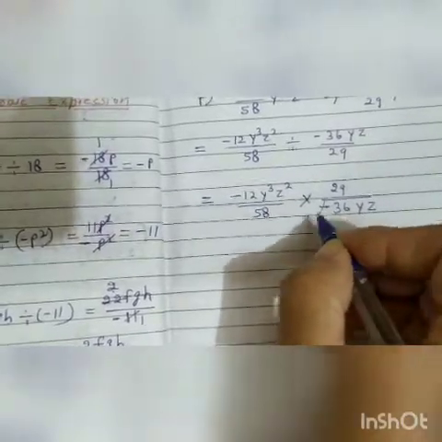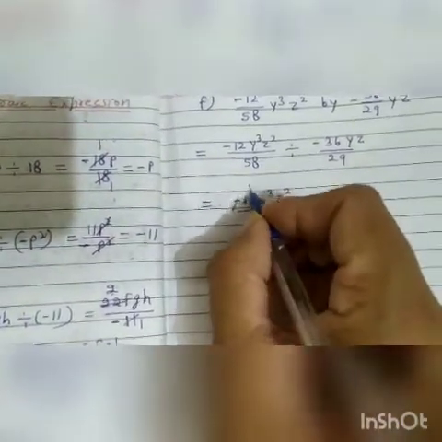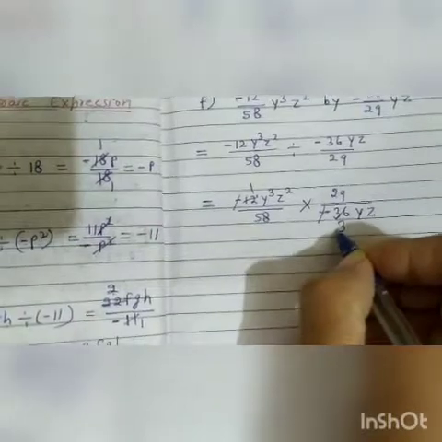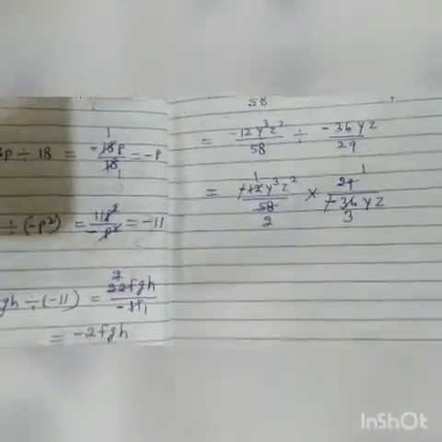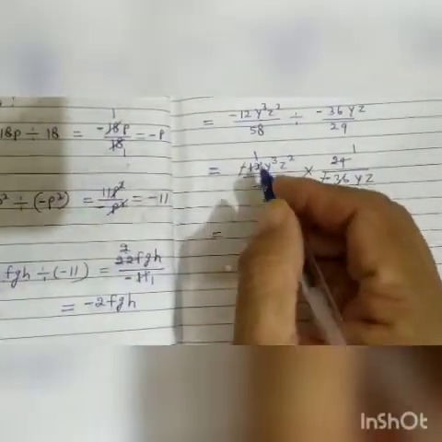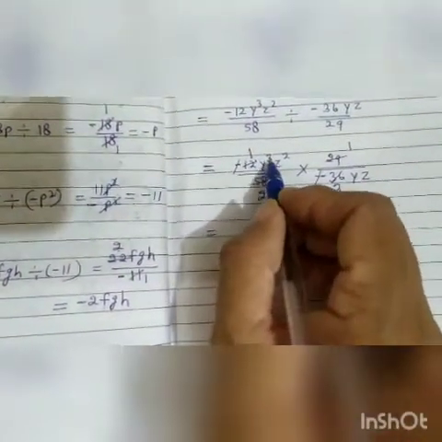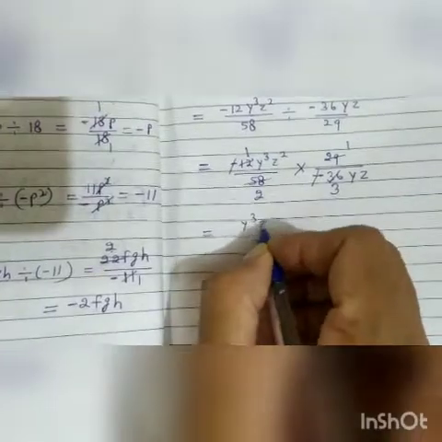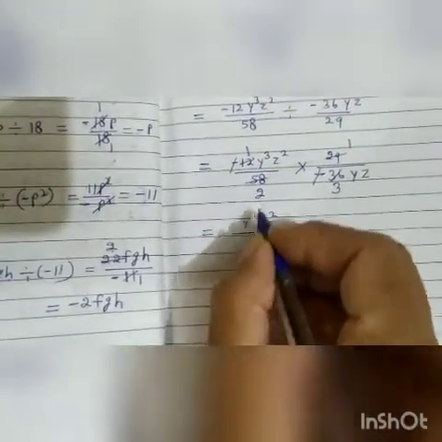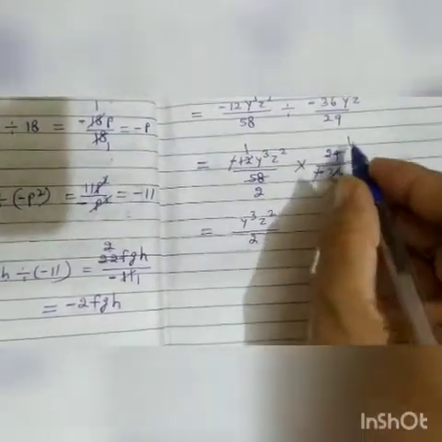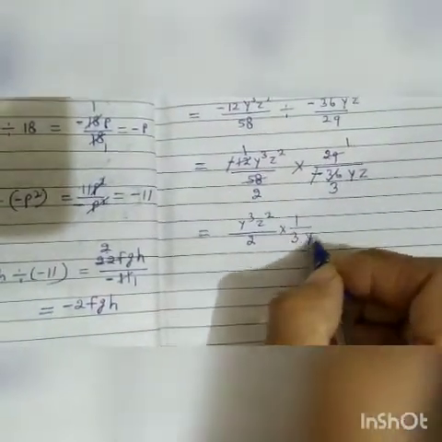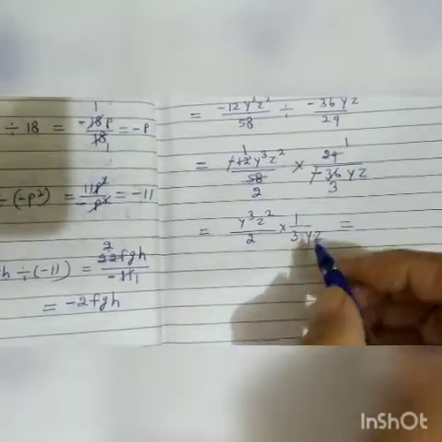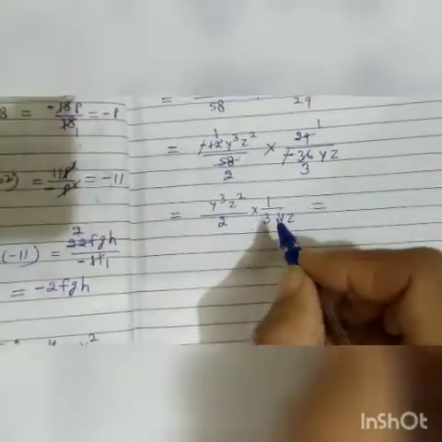Students, see, minus minus cancel. 12 1 is 12, 12 3 is 36, 29 1 is 29, 29 2 is 58. Now what is left here? 1. 1 means y cube z square upon this 2. Then 1 upon 3 yz. 1 upon 3 yz.